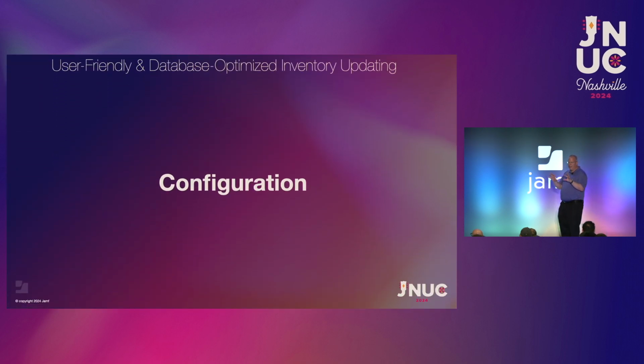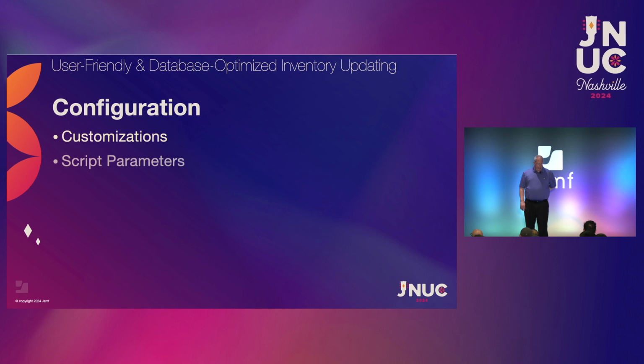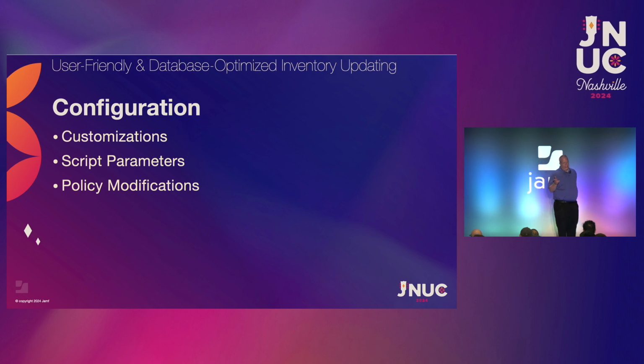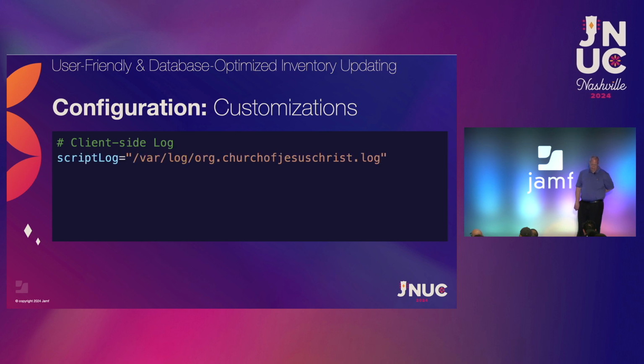So now let's shift gears and we'll discuss configuration. We'll highlight some variables you'll want to review before adding the script to your Jamf Pro server. And then when adding the script, we'll point out the parameter labels to use. And then we'll discuss some modifications you'll want to make to your inventory updating policy. So review and adjust the global variables for your environment. Change the script log variable to point at your organization-specific client-side logs.